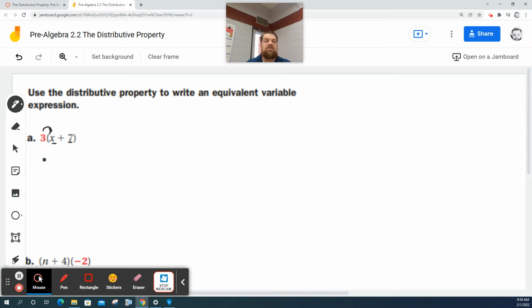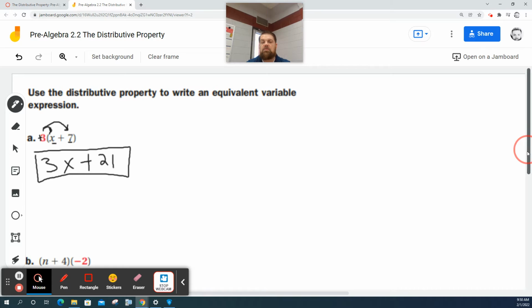So 3 times x is what? 3x. And then what's 3 times 7? And you've got to think of it like this: what's positive 3 times positive 7? Positive 21, right? So that's the first one.